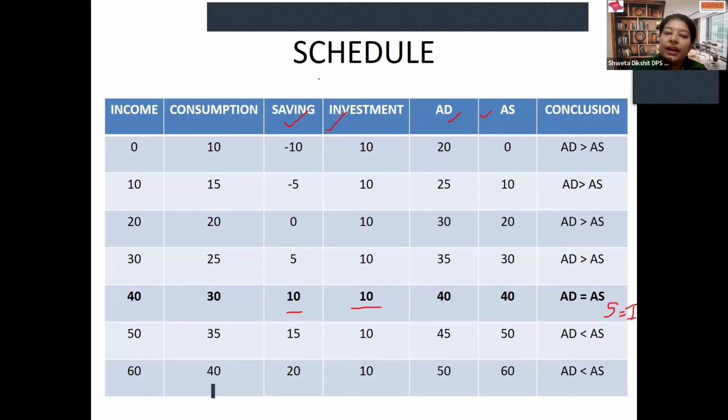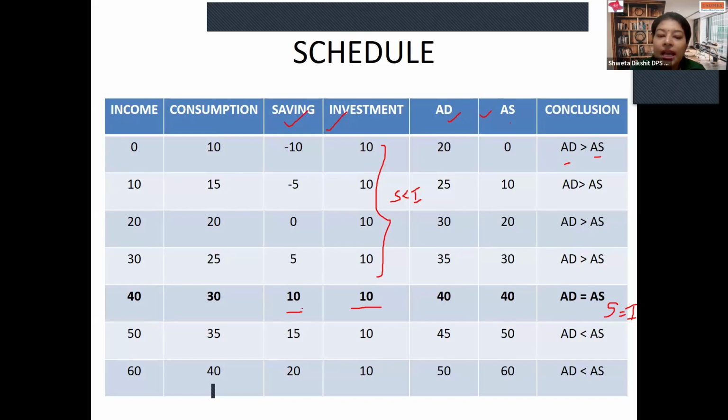So what you initially find here is that savings are less than investment. Savings are less than investment, till this point. What does it mean? If saving is less than investment, that means the consumers are spending more than what they are saving. And when consumers are spending more than what they are saving, obviously AD is greater than AS. So they both are similar situations, nothing very new.